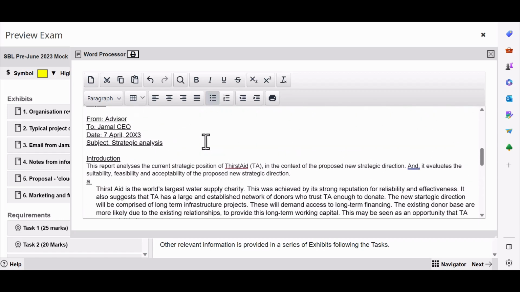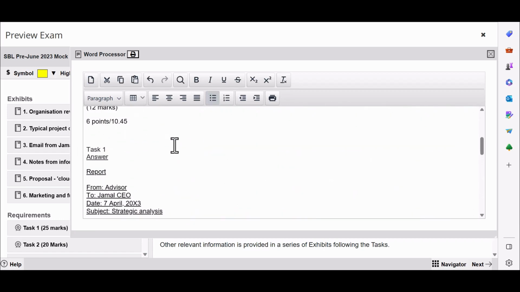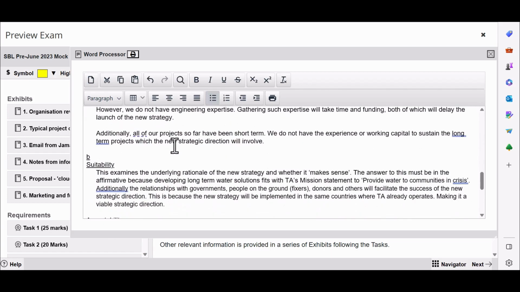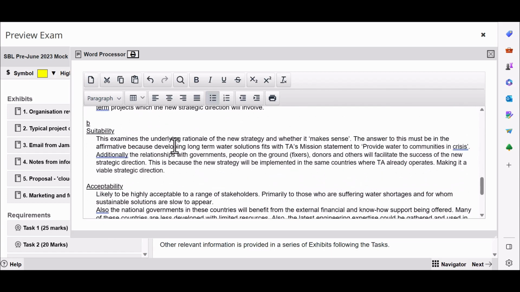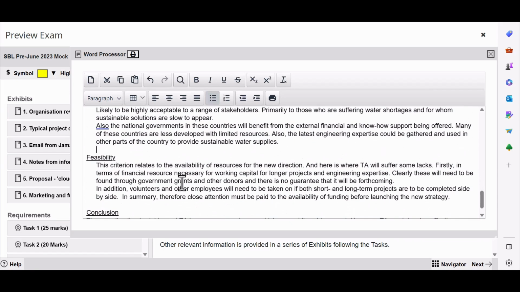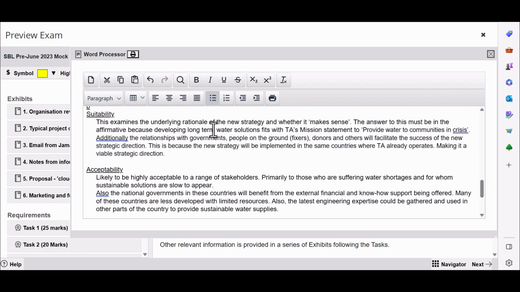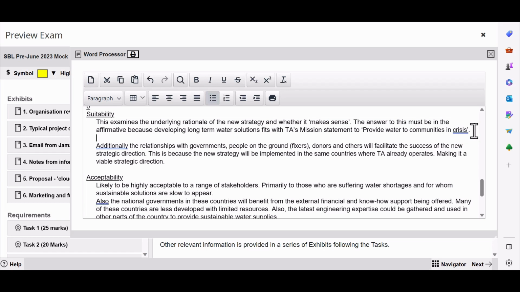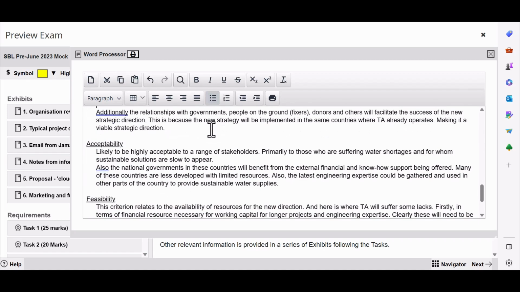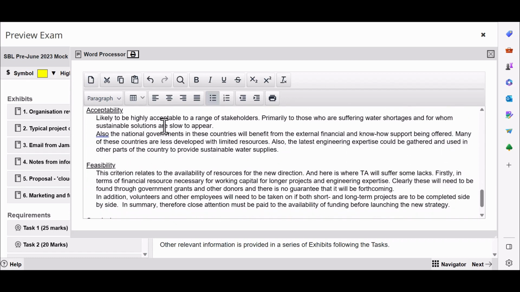Now, how many points do we need to make on this one? Part B, well, we need to make 6 points. Basically we need to make 2 points under each of these 3 headings: suitability, acceptability, and feasibility. So my first point is those first 2 sentences. My second point is those sentences here. Now remember again, these are shortened to save time, but you would expand them to earn your 2 marks.